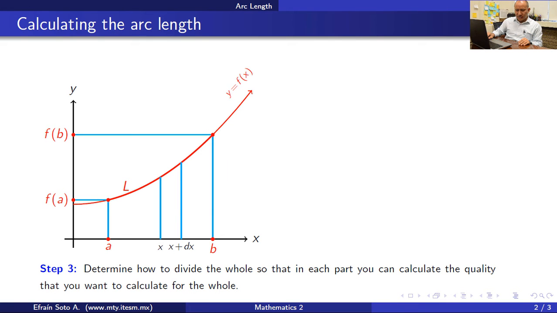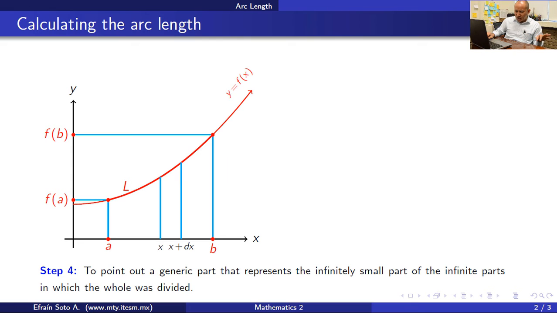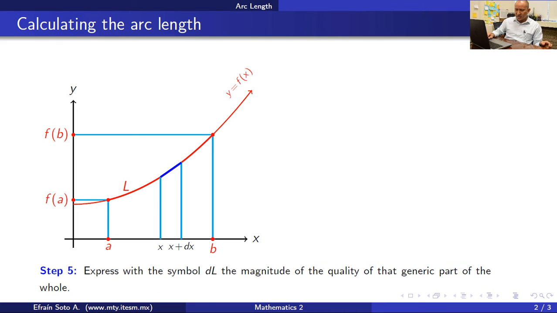So the next step is to point out a generic part that represents an infinitely small part of all of those infinite parts in which I divided the interval from a to b, and this is this part. Now I want to calculate the length of this part, and I will give a mathematical symbol for the magnitude of this part, and I will call it dL. So dL represents the length of this tiny part of the graph of the function.